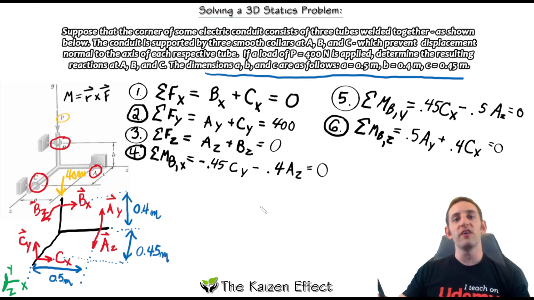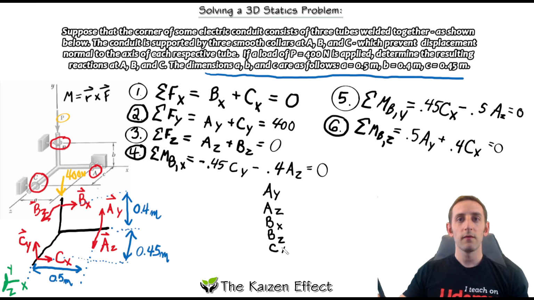The first thing you want to do is group all of your vectors into a column vector. I'm going to first do the A's, then the B's, then the C's. So looking at our free body diagram here, we have an AY, we have an AZ. For the B's, we have a BX, we have a BZ, we have a CX, and we have a CY. So that is our column vector.